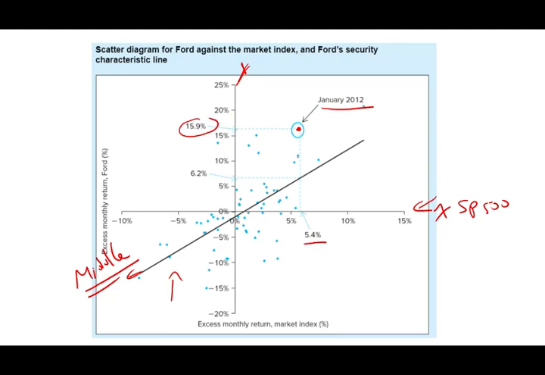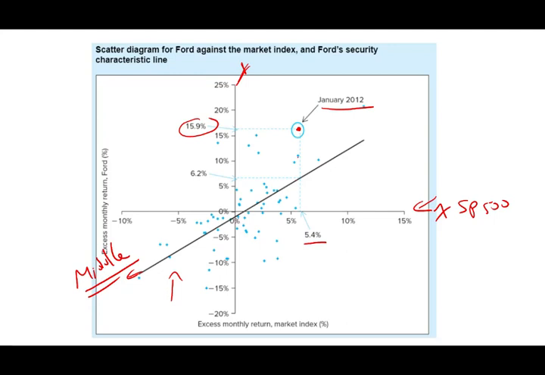And also, you remember, every time we have a line, we can compute the slope of the line. And what's the slope of the line? Rise over run. So you could also compute the slope of the line. It reflects the sensitivity of Ford return to the market: how much Ford changes with every 1% of change in the market. Again, we're going to look at actual numbers, but this is what we can do from this information.